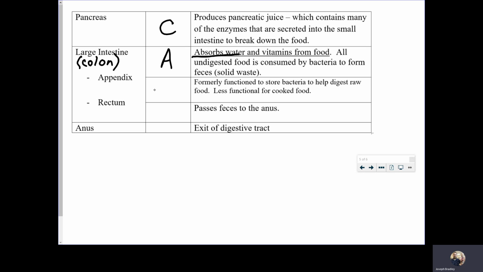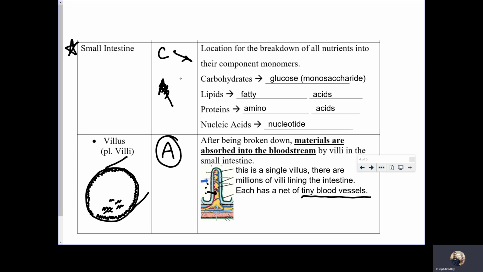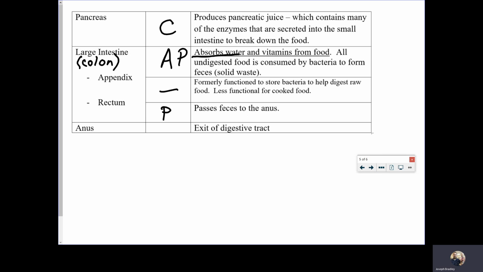The appendix doesn't really have a function, so we'll just put a line there. The rectum is kind of like storage. It passes feces to the anus. I would say the rectum is kind of like the equivalent of the esophagus. It's really just peristalsis. And by the way, this guy here is going to do peristalsis, and let me go back to here, this is going to do peristalsis too. So let's cross off that one and just put a P there. So that's going to be doing peristalsis as well. Peristalsis is really what's going to happen in the rectum only, and then the anus is just going to be the elimination. It's where everything's released.